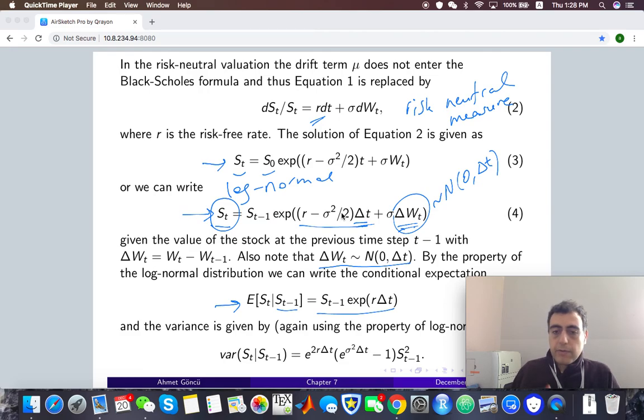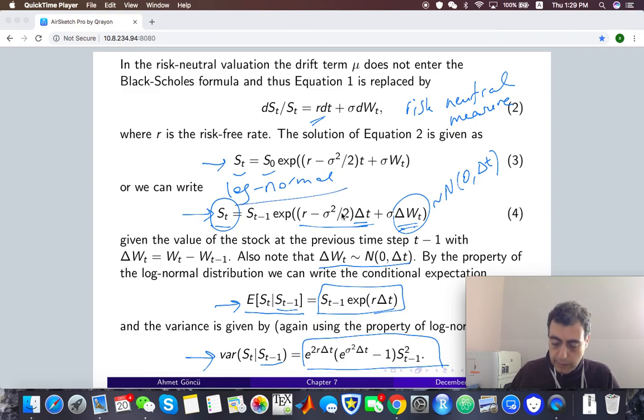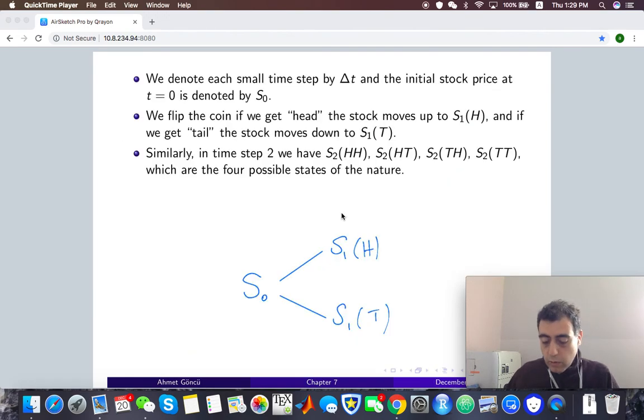From statistics knowledge, we know what the mean and the variance of a log normal random variable are, and you can easily check that on the internet as well. So we can calculate this conditional expectation, which is given here, and the second moment, which is the variance conditioned on the previous value of the stock price. This is also given from the log normality property. Okay, so let's move on.